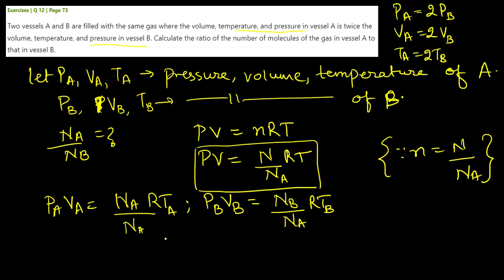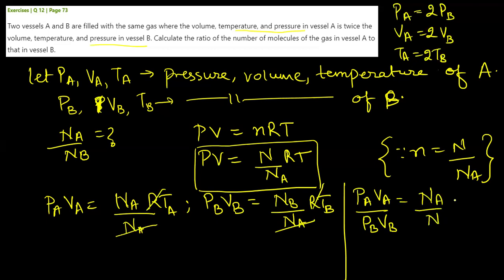So let us divide these two equations. On dividing the two equations, we get PA VA upon PB VB equal to NA upon NB into TA upon TB. R and Na, that is Avogadro number, are constants and will get cancelled. So you are only left out with NA upon NB into TA upon TB. Just substitute the value. So on substituting the value, you can write this as 2PB into 2VB, and keep the denominator as it is.